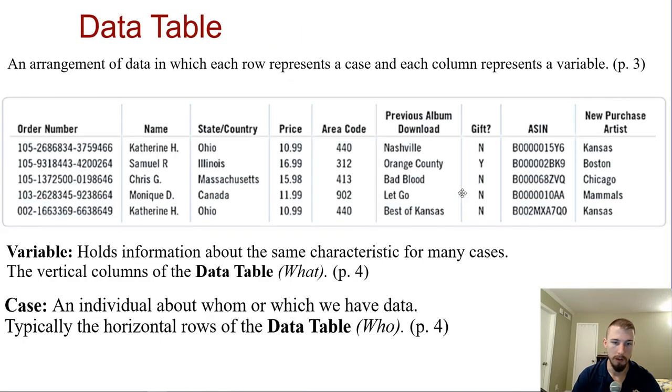So next thing is a data table. A data table is going to have the data with the variables labeled, which are usually in columns, and the actual individual case is going to be a row here. So each row is each case, which might be each purchase. In this case, we have variables and cases. So the data table tells us what it is, for instance, name, state, country, price, and the case itself tells us who. So in this case, the horizontal rows.